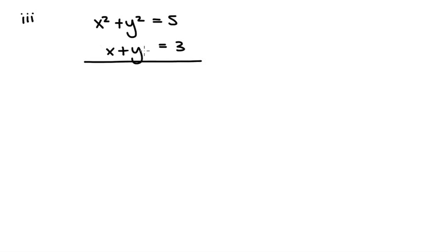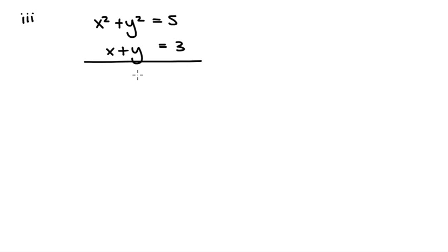Okay, so equation number 3. This time we're given the equation of a circle. So x squared plus y squared is equal to 5. And we're given a linear equation. x plus y is equal to 3. What we don't want to do here is we don't want to start multiplying either of these lines by anything in order to cancel the variables in the same way as we did before.